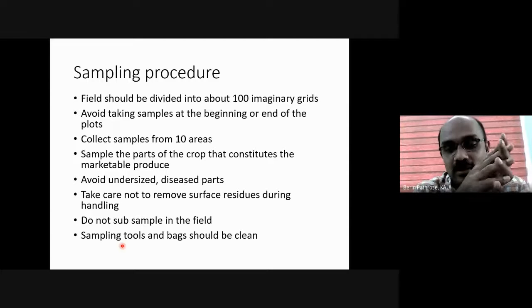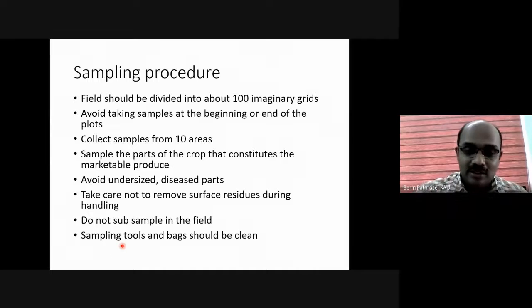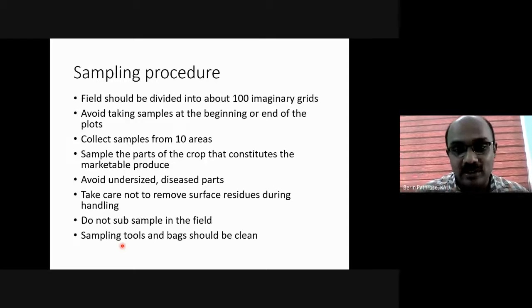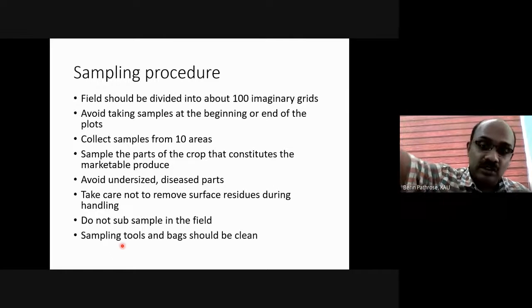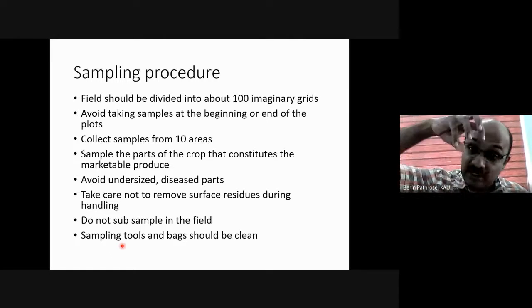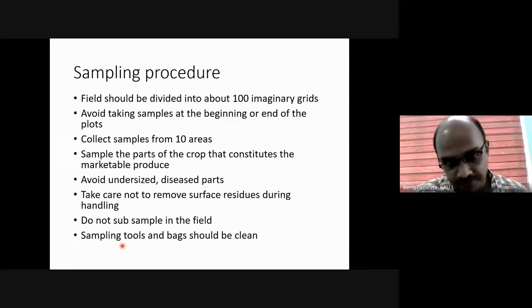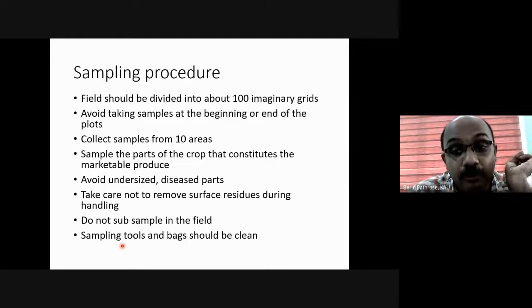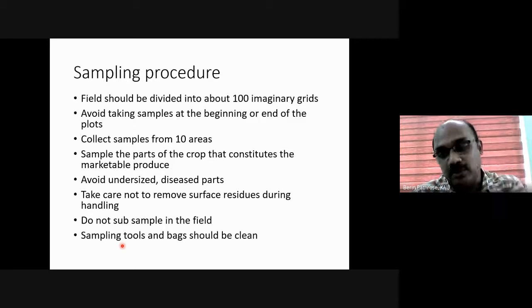That's the only thing. It's not that it's easy to sample from the border area, enter into the border area, gather some fruit or vegetable from there, and sample. No, it's not that. You have to cover the entire plot, representing the entire plot. And one thing you should try to avoid is do not sample from the beginning or end of the plot.